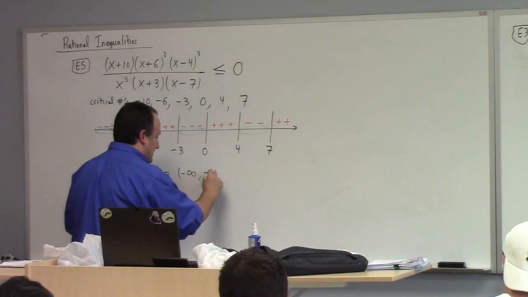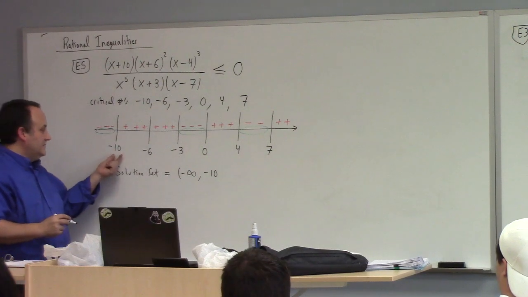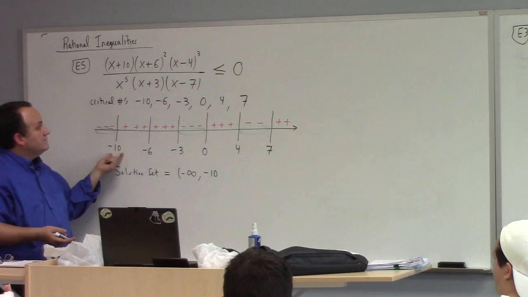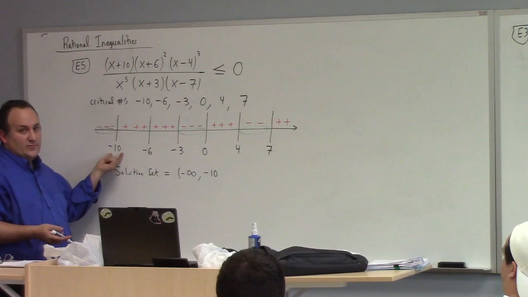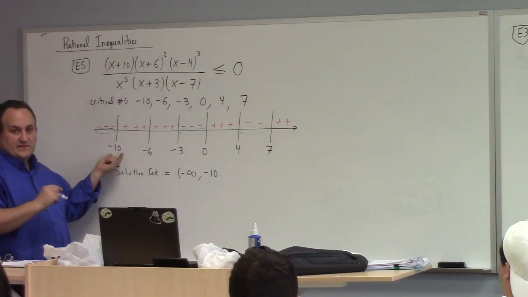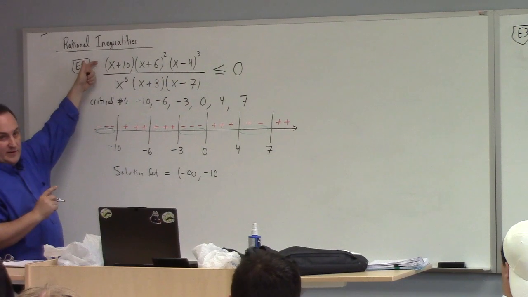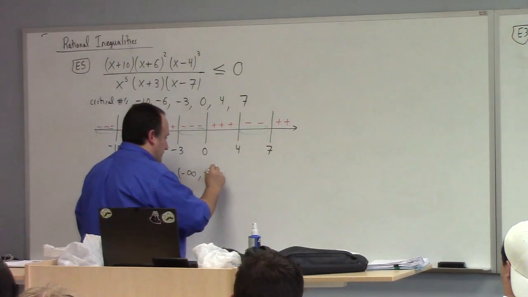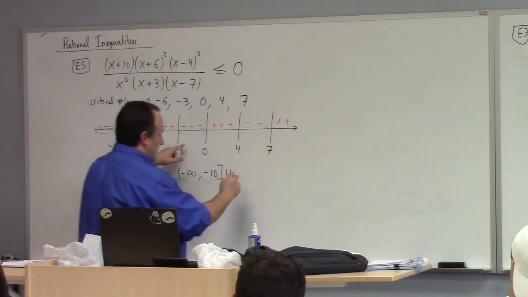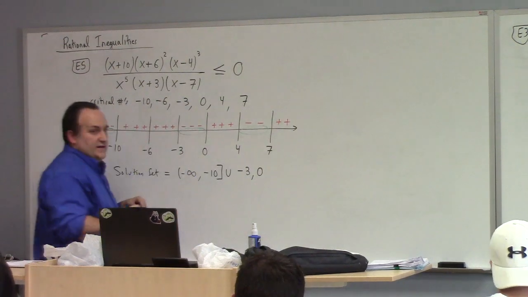Now my question for you guys is minus 10 part of the solution or not? It's part of the solution. It is, because we're doing less than or equal to 0. And does it make it 0? It does, because it's in the numerator. All right, so yes, we include minus 10, so we put a square bracket there. Then I union with minus 3 to 0.